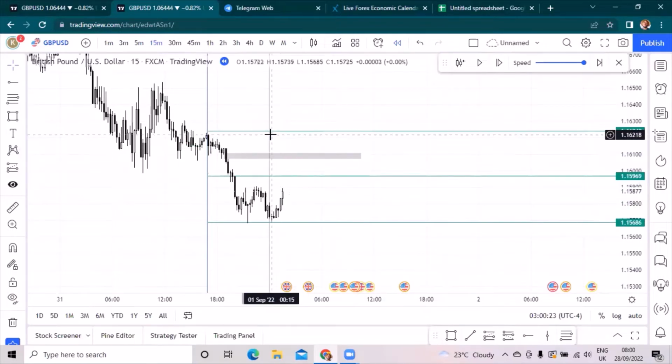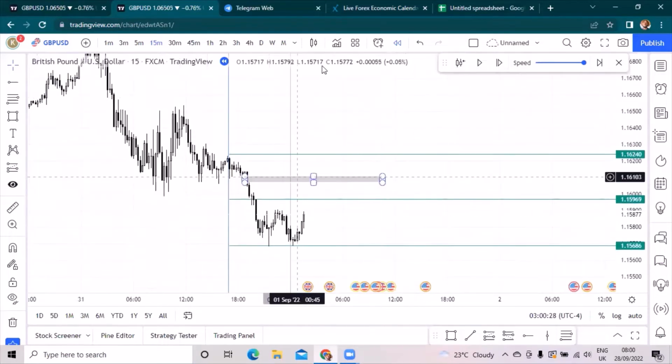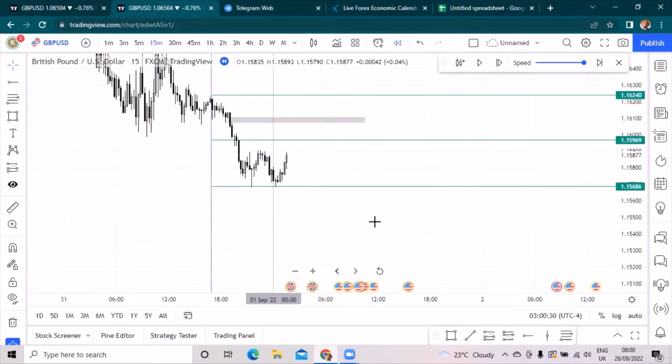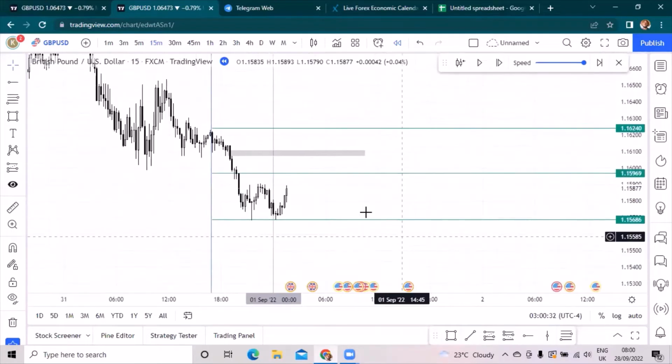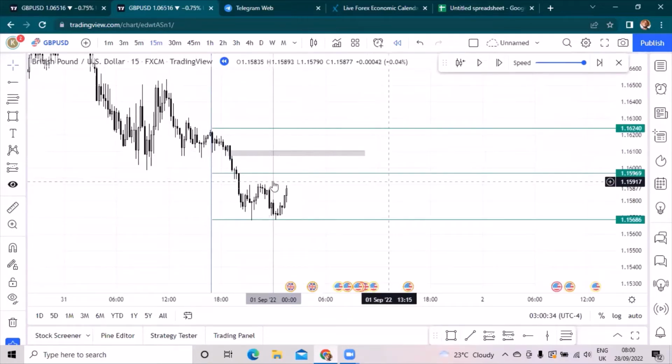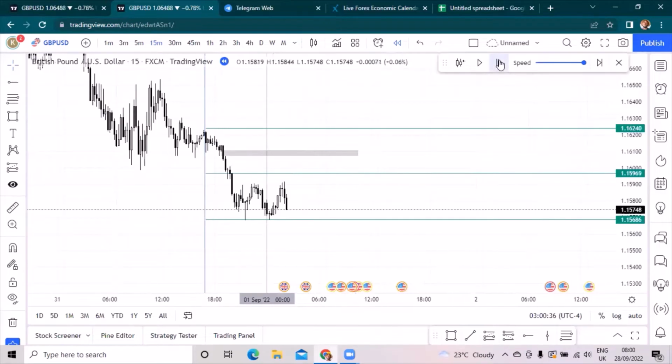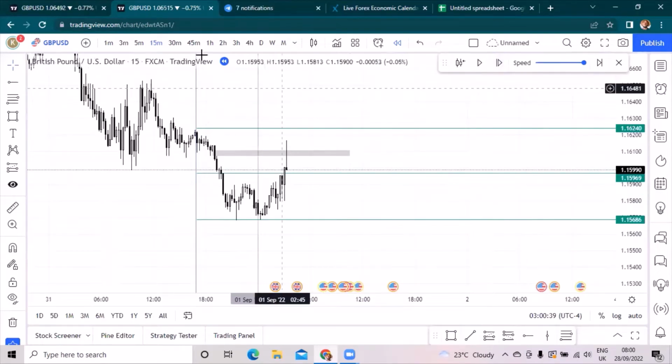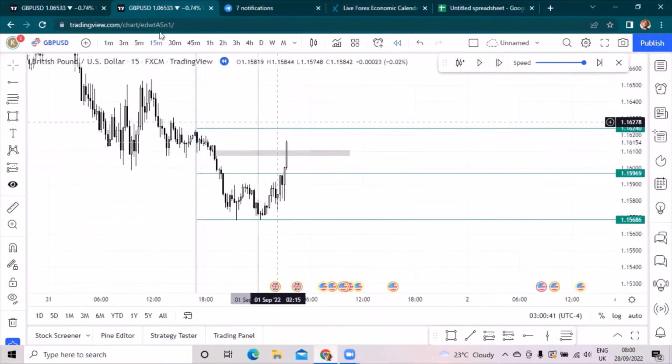whatever is here is known as premium price. Here is known as discount price for the day. Anything higher than this is still premium. Lower than this is still discount. Okay, so we have this fair value gap in the premium. So if price gets there, I'll think of selling because that's what my strategy tells me to do. So now we are in.